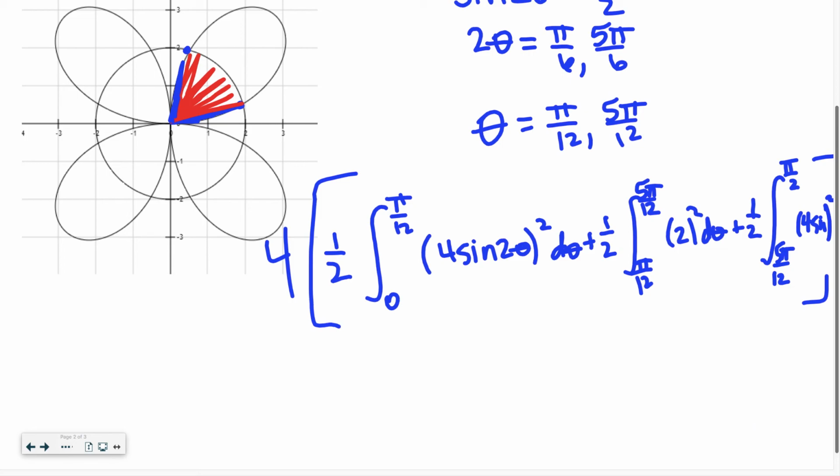Brain break time. Now, doing the antiderivatives here, better or worse than before? Better. Much better. You have the antiderivative of 4 d theta. But there's a lot of numbers going on. So symmetry can be your friend if you allow it to be.